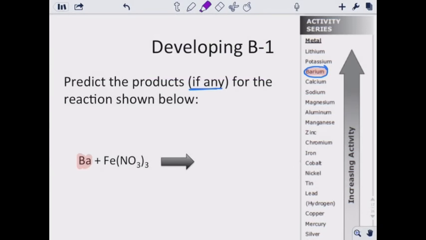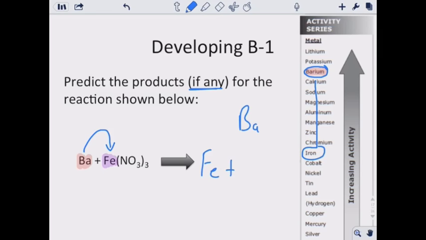So we look at what we're dealing with. We're dealing with an iron 3 nitrate. So we're trying to figure out, can barium replace iron? Well, we look, is iron below barium? Well, yes, it is. It's right there. So this reaction can take place. Since it's a single replacement reaction, barium is going to replace that iron. So iron will be by itself, and then we'll crisscross barium and nitrate.